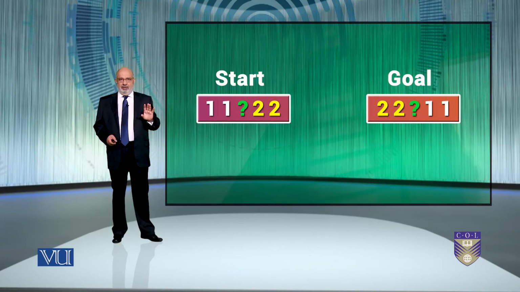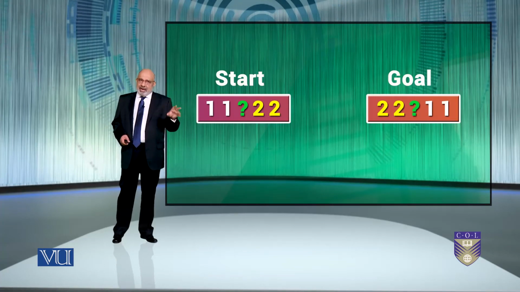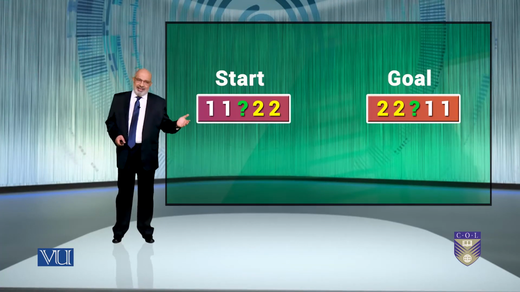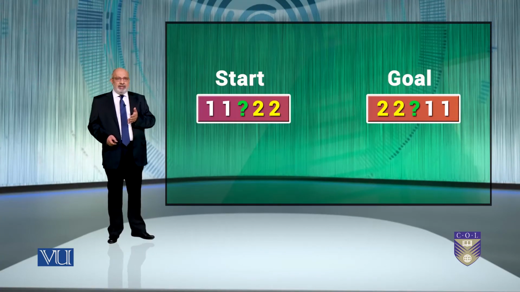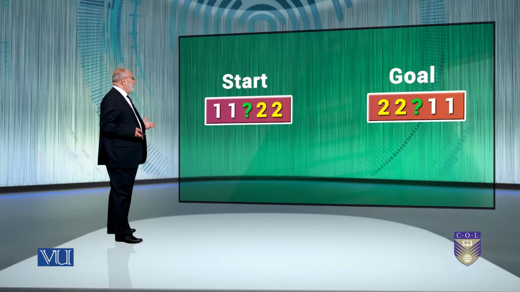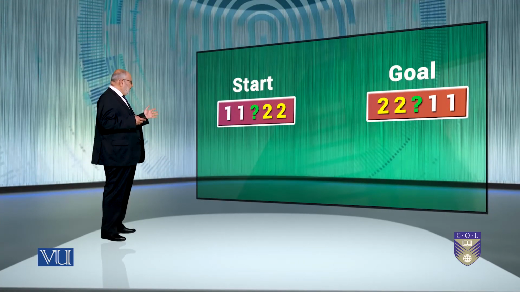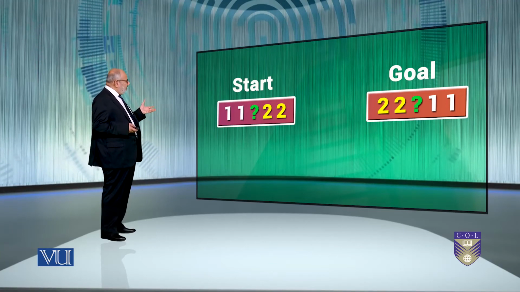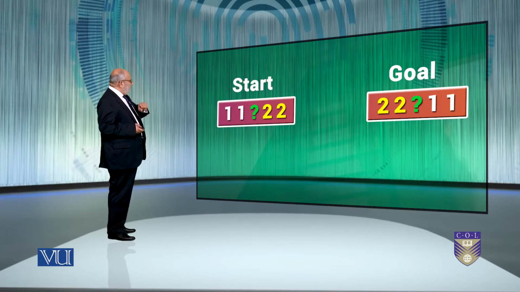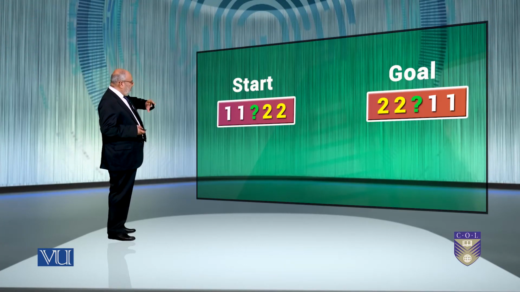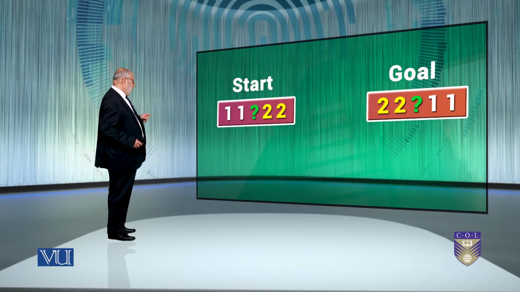And what we want to do is move from where we are, which is the start state on the left, to the goal state, which is on the right. So start state and the goal state. What we want to do is move the 2 1s to the extreme right and the 2 2s to the extreme left, right? That is our goal, where we want to be.